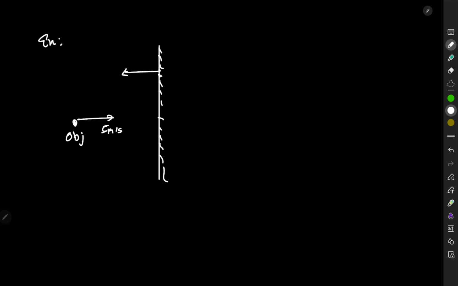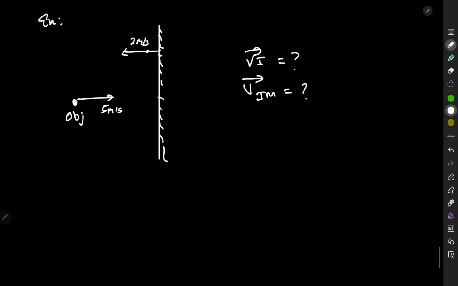Example, let's say there is a mirror. Let's say this is an object moving 5 meter per second, and let's say the mirror is moving 2 meter per second. What will be the velocity of image and what will be the velocity of image with respect to mirror. Fine. So just see the case, it is perpendicular to the mirror. Okay, so as soon as you see perpendicular to the mirror, you need to write this formula, right?